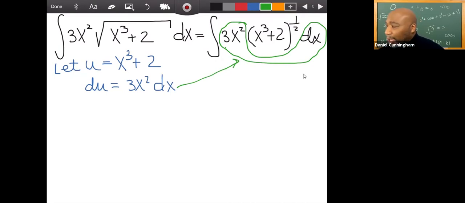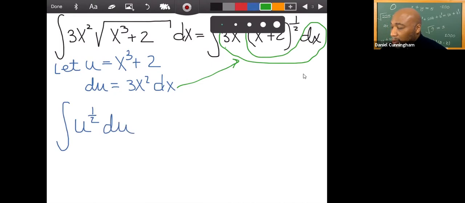So how do I rewrite this problem in terms of u? Look at this. This would be the integral of u to the 1/2, because we remember u is x cubed plus 2, times just du. That's that green piece. This is the green piece. This is du.